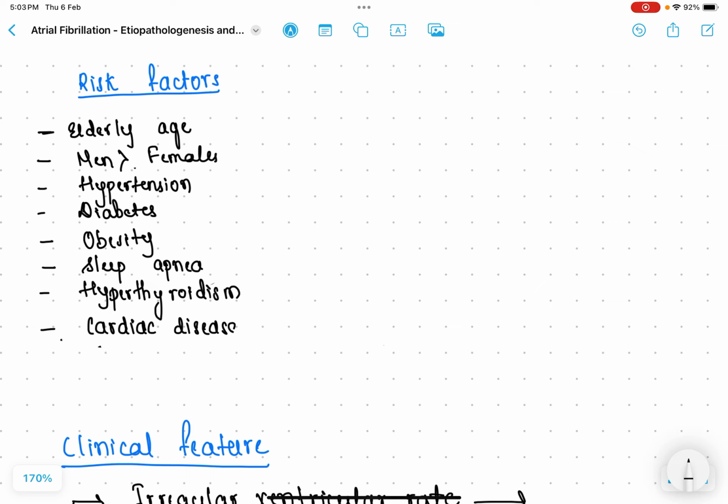Like, as I told, it can be ischemia, it can be infarction, it can be CHF, congestive heart failure, it can be cardiomyopathy, and so on. Okay, these are the risk factors.